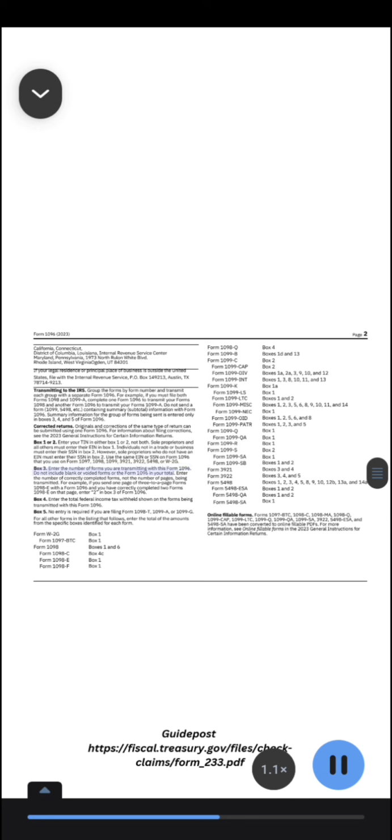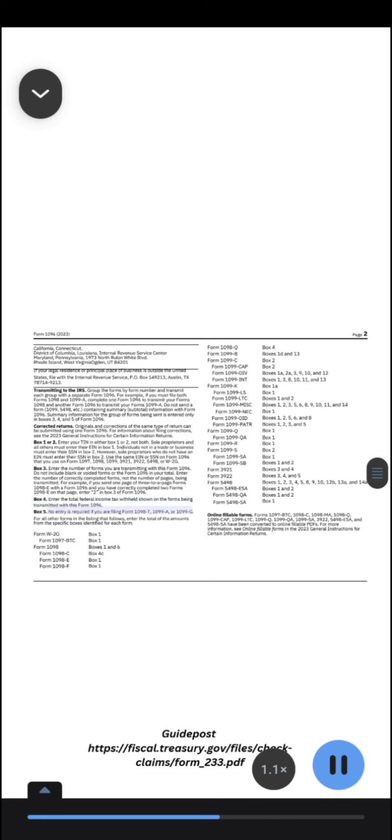Box 3. Enter the number of forms you are transmitting with this Form 1096. Do not include blank or voided forms or the Form 1096 in your total. Enter the number of correctly completed forms, not the number of pages, being transmitted. For example, if you send one page of 3 2-per-page Forms 1098-E with a Form 1096 and you have correctly completed 2 Forms 1098-E on that page, enter 2 in Box 3 of Form 1096. Box 4. Enter the total federal income tax withheld shown on the forms being transmitted with this Form 1096.